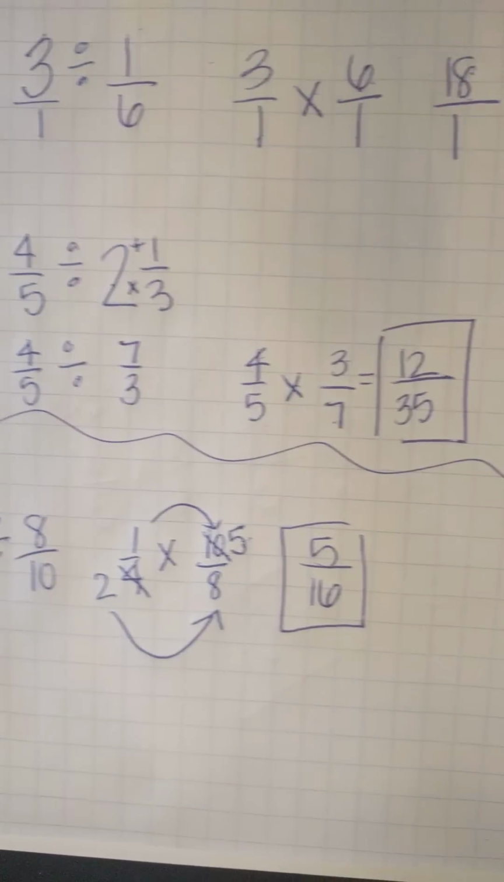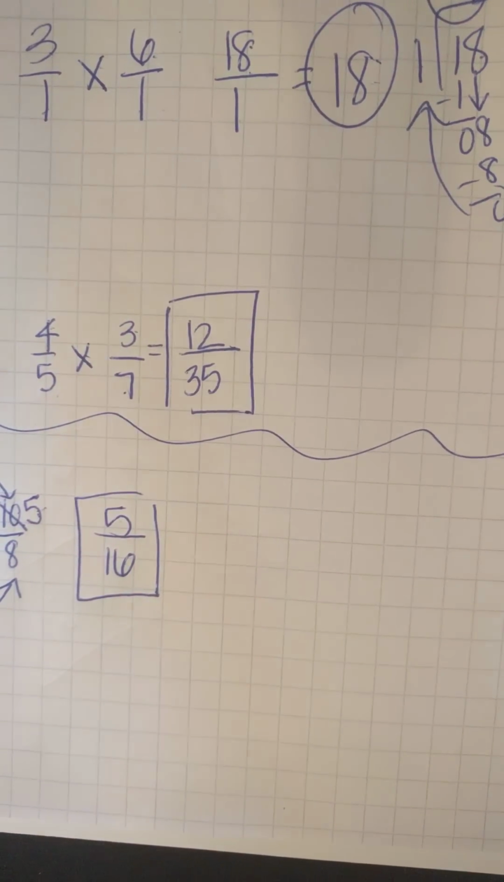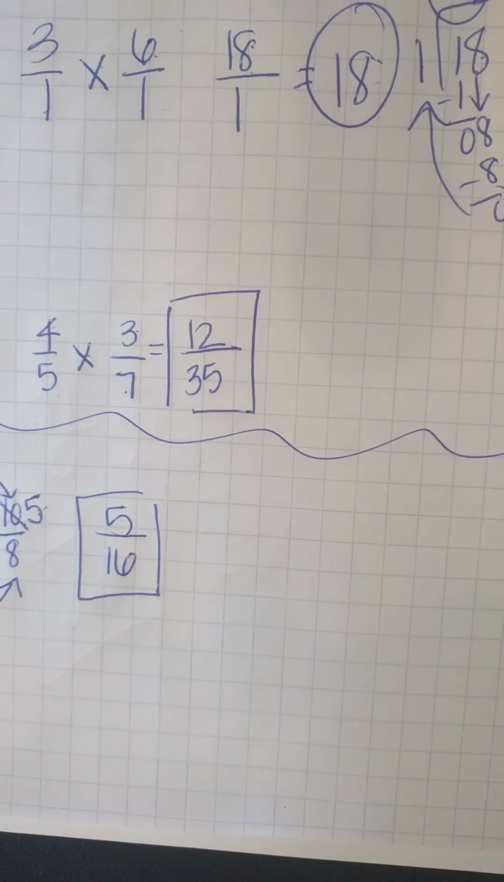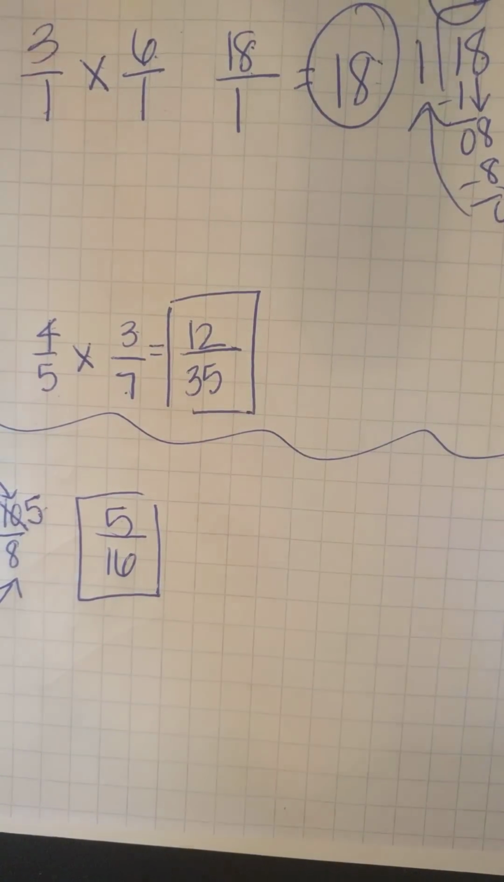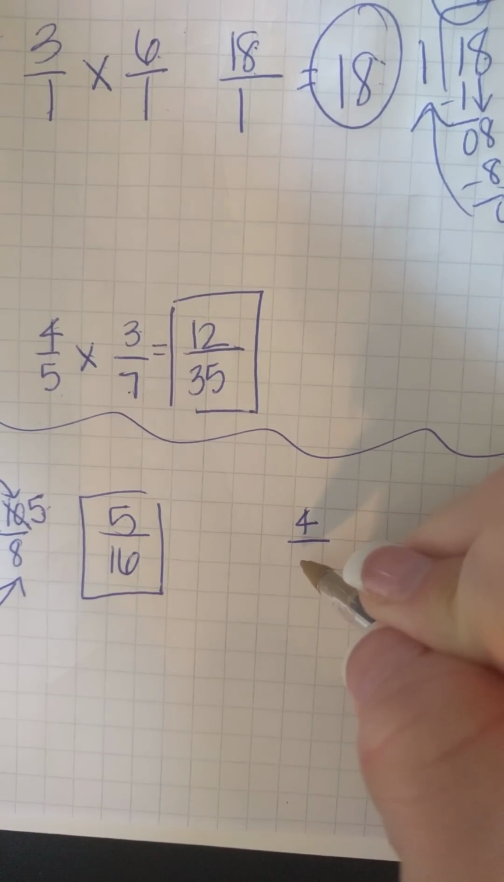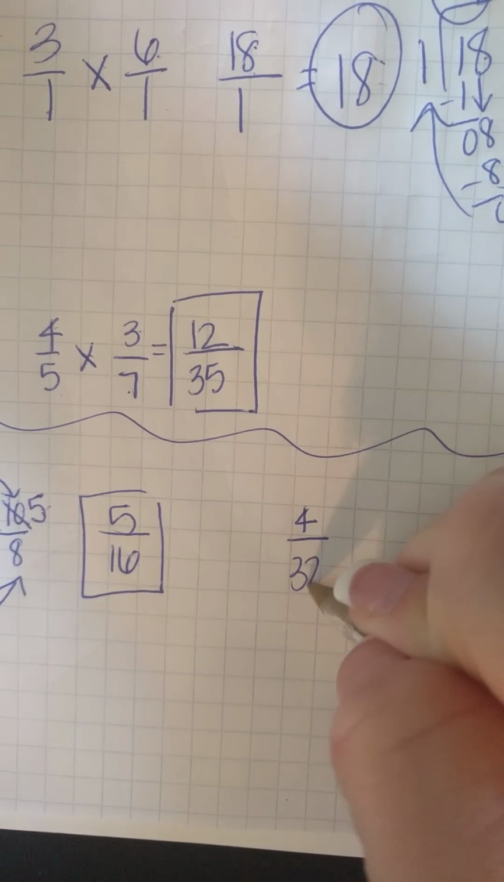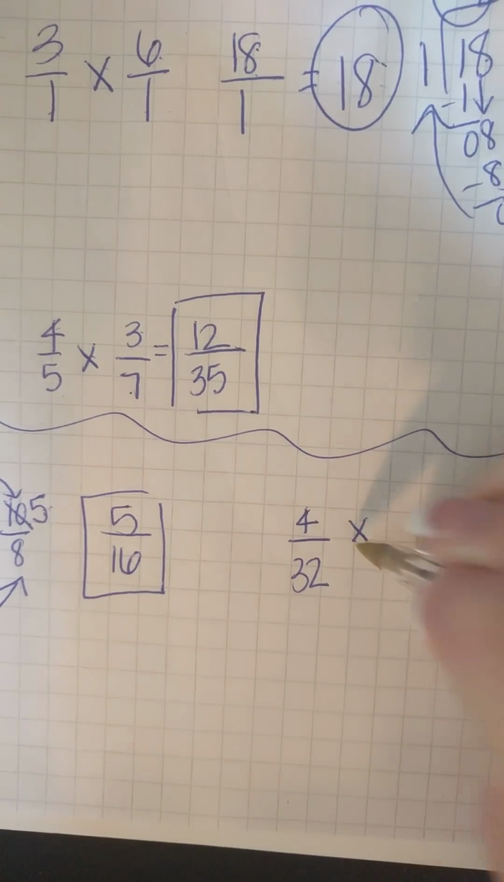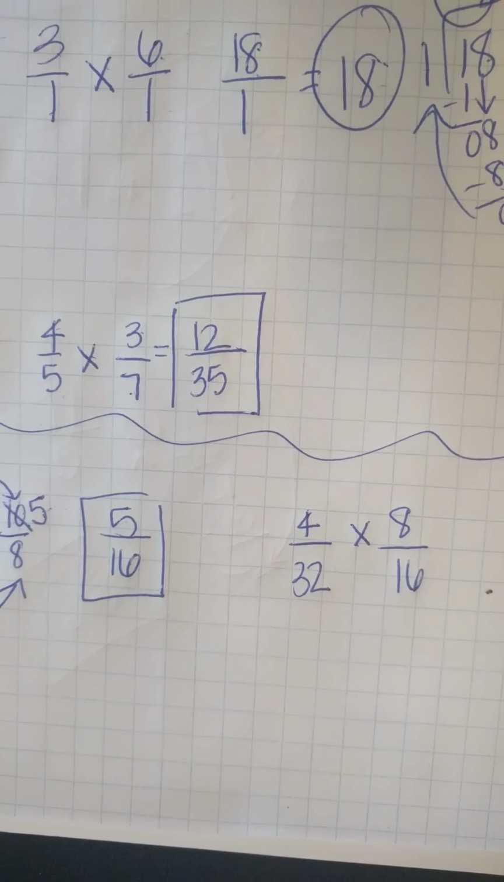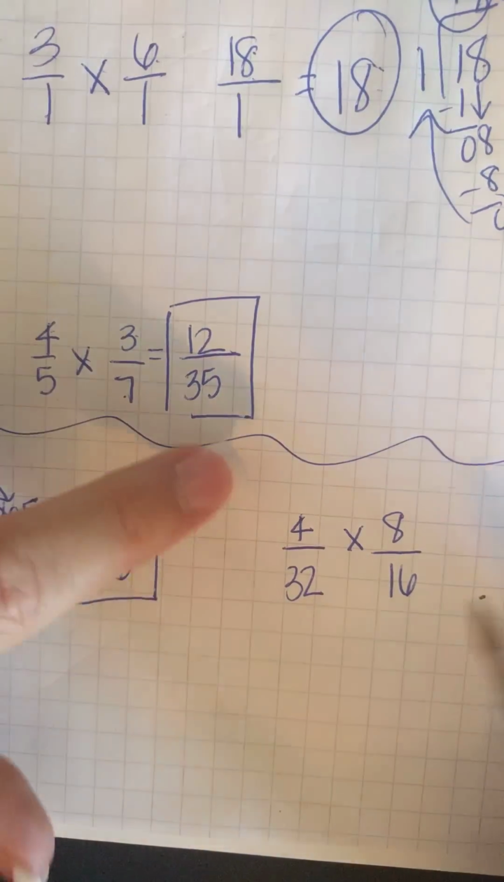Okay. So let's do another cross-reducing, and I'm going to just originally have this one a multiplication problem because if you're handed a multiplication problem first, you can just cross-reduce from there. Okay, so I'm going to have 4 over 32 times 8 over 16. Okay, so let's look here first.